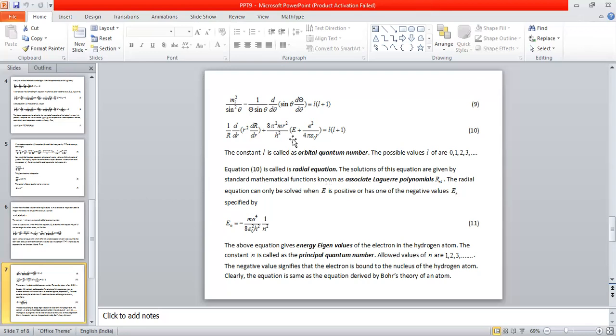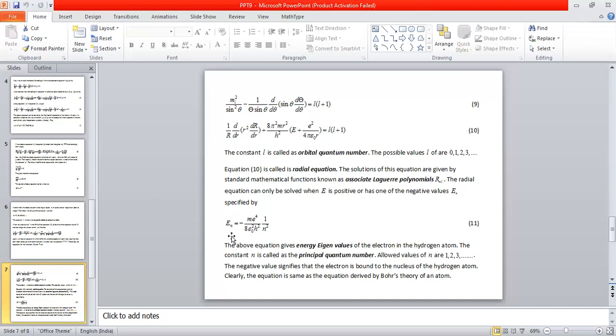E positive is what we call an unbound state. We're not interested in that, because the hydrogen atom is an example of a bound state. Therefore, for a bound state, E must be negative, and the possible values of E are given by equation 11. Of course, we are not deriving this equation, but the solution of the radial equation is possible only when E takes negative values, for a bound system like the hydrogen atom.